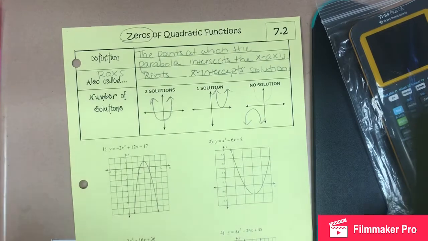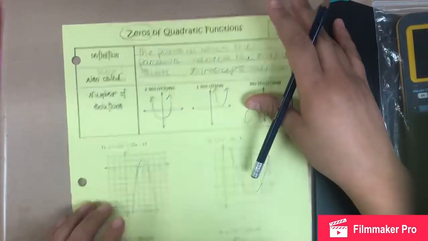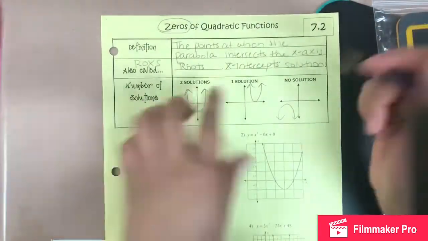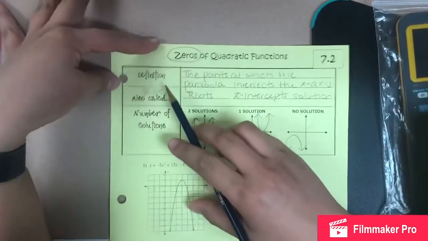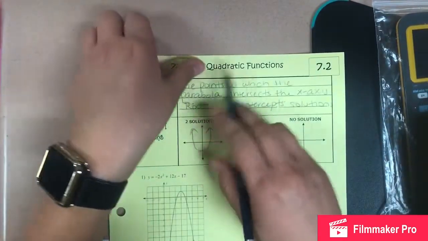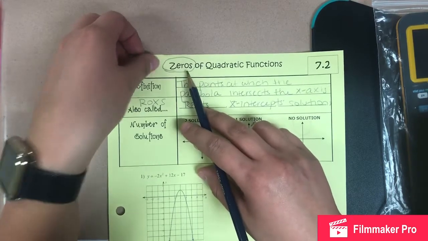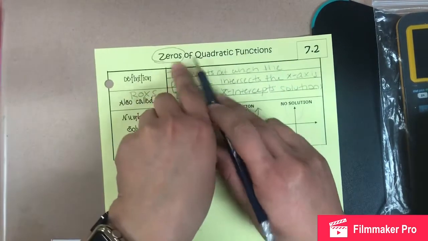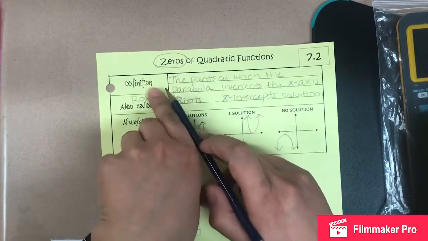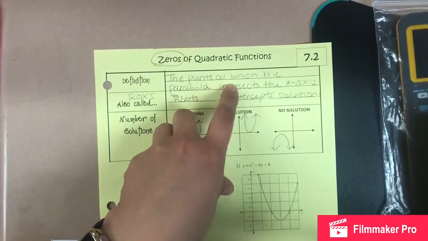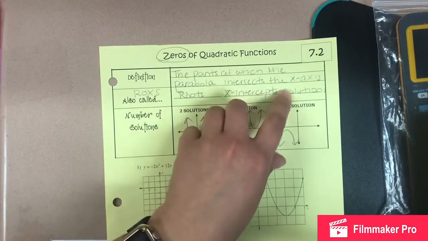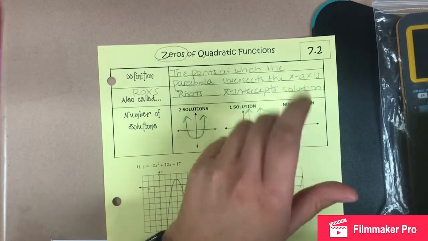Okay, so yesterday we learned the basics of quadratic functions and vocabulary. We're going to continue on with that, but we're going to focus on the zeros of quadratic functions. We've technically already talked about zeros last semester, but this is talking about zeros of quadratic functions. The definition is points at which the parabola intersects the x-axis. And it has many names.